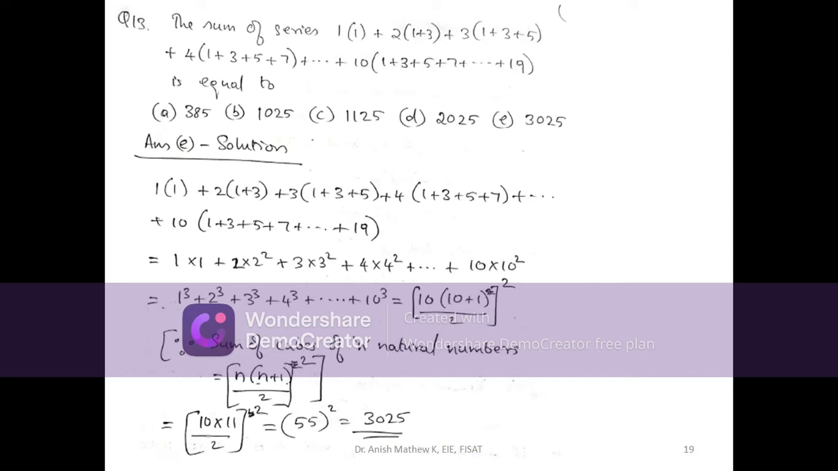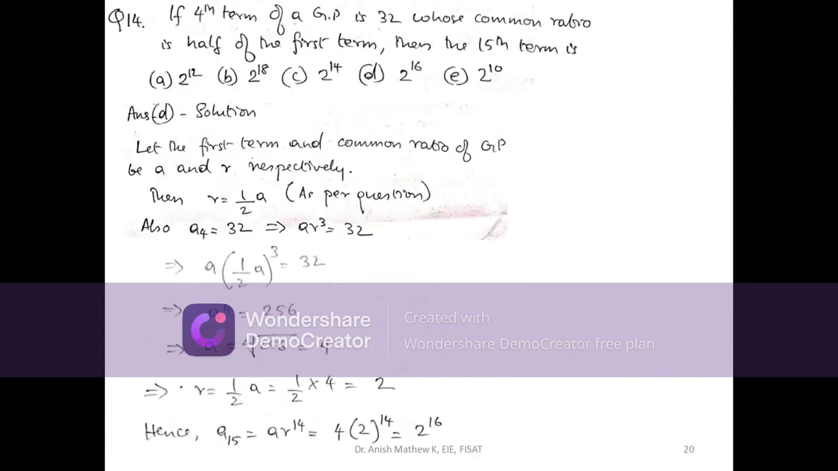So we look into the next question. If the fourth term of a geometric progression is 32, whose common ratio is half of the first term, then the 15th term is.